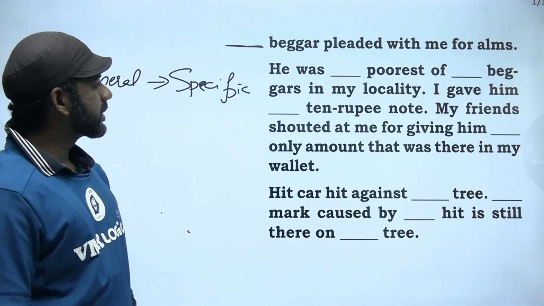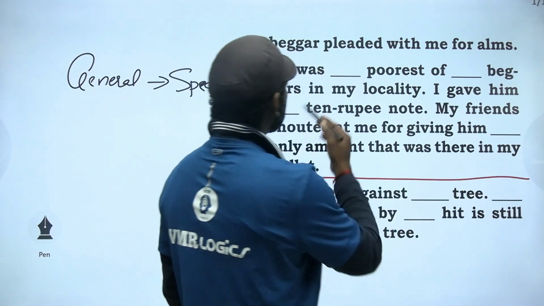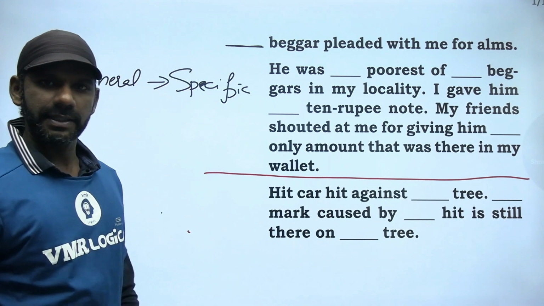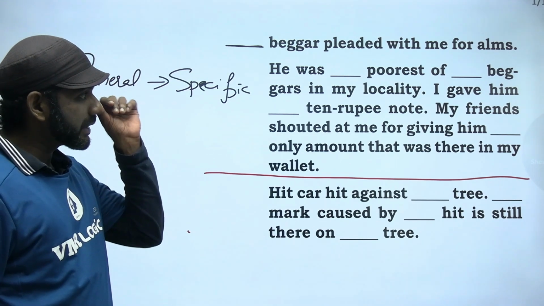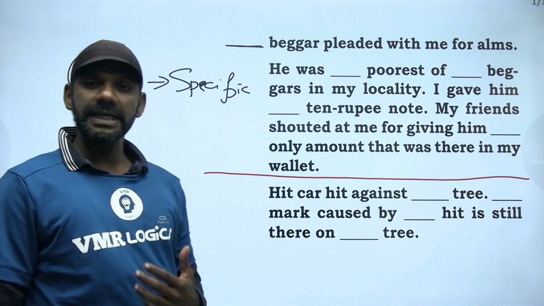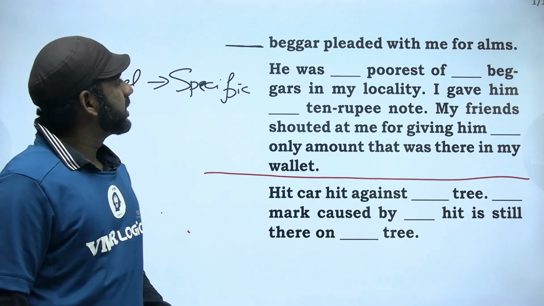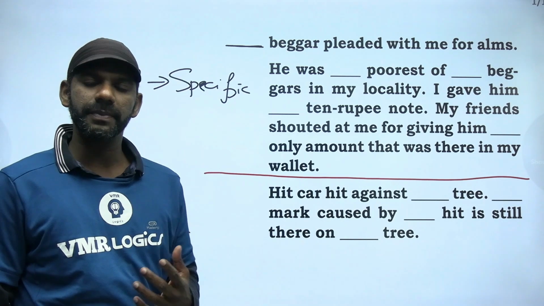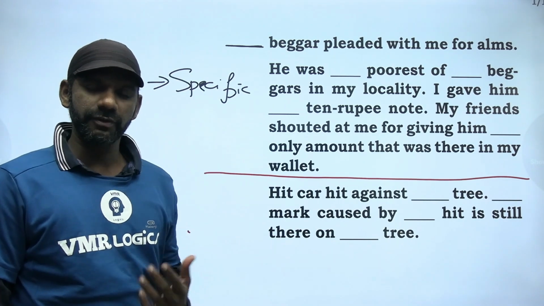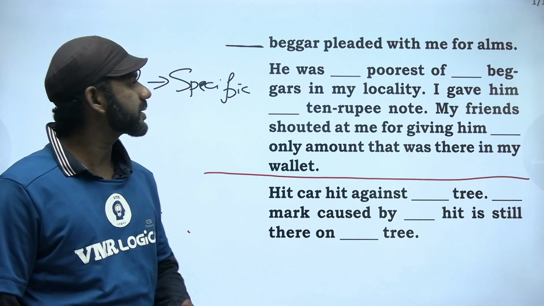Now, come to this paragraph. Fill in with articles, right? A and other. Dash beggar pleaded with me for alms. Pleaded me is a wrong usage. It must be pleaded with me. Dash beggar pleaded with me for alms. Alms means help. The help that we offer to a beggar, food, money, is termed as alms. There's nothing like alm, it is alms.